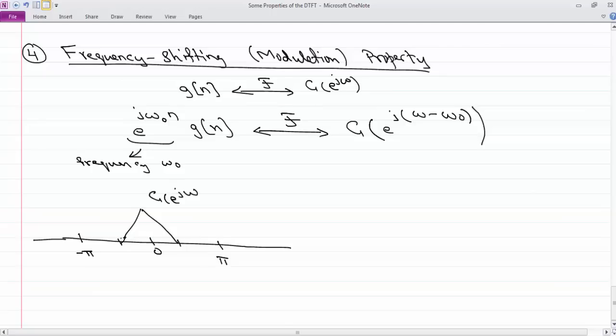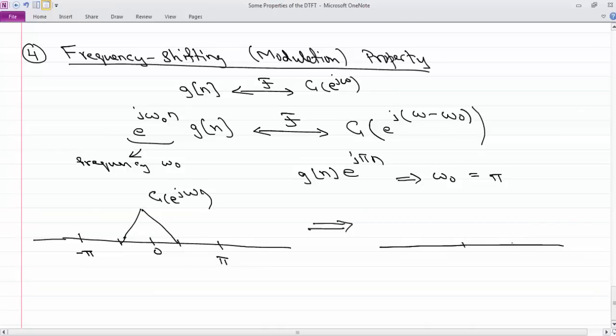So you want to shift your signal from around 0 frequency to a different frequency. And that's when you bring in the modulation property. So if I multiply Gn with e to the j pi n, which means that my omega naught equals pi. Right? If I do that, then the entire Fourier transform will be shifted by an amount of omega naught equal to pi. So instead of centered around 0, now what I will get is a Fourier transform which is centered around pi. And of course, because of the periodicity, it will be centered around minus pi and so forth.